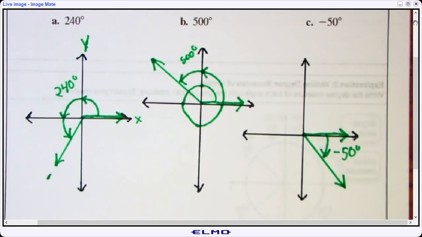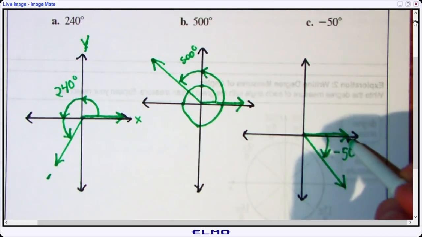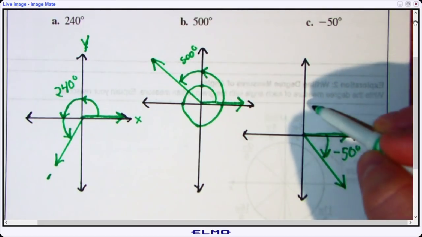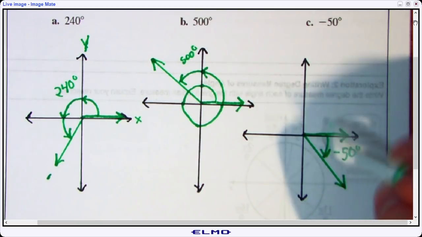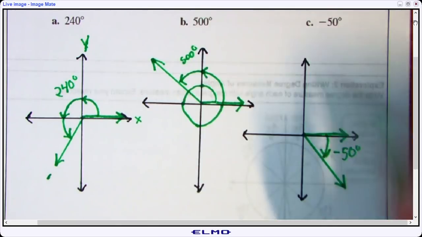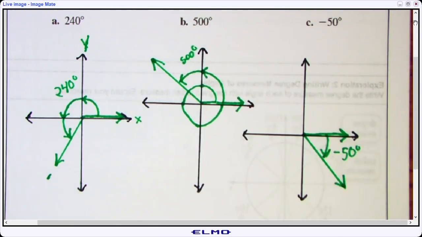Alright, so hopefully that's not too bad. Standard position just says we set our initial side, and then we define a positive angle going in the up direction, and a negative angle going in the down direction. And if it's above 360 degrees, it just goes around the loop. Alright, hope that helps.